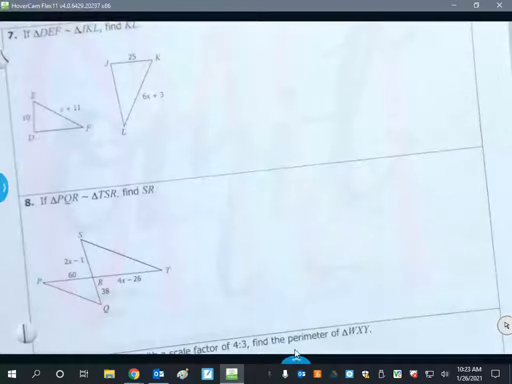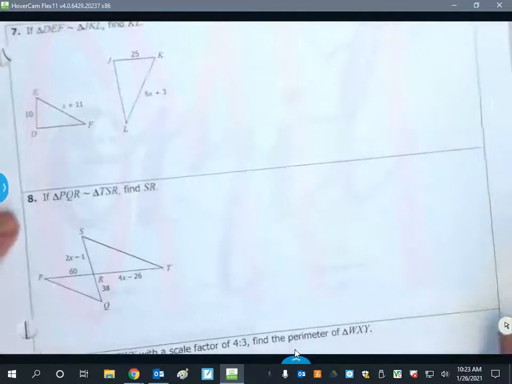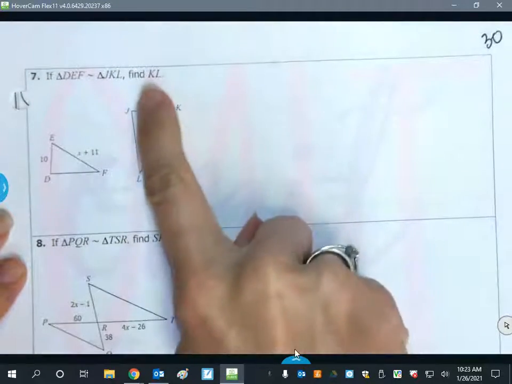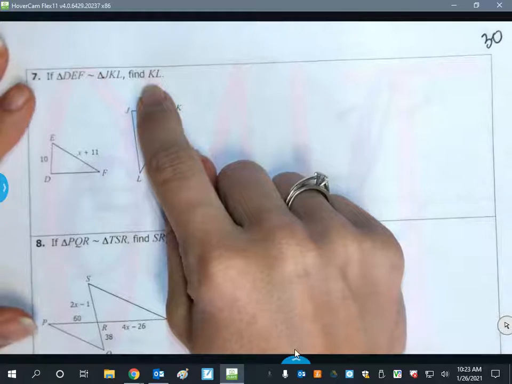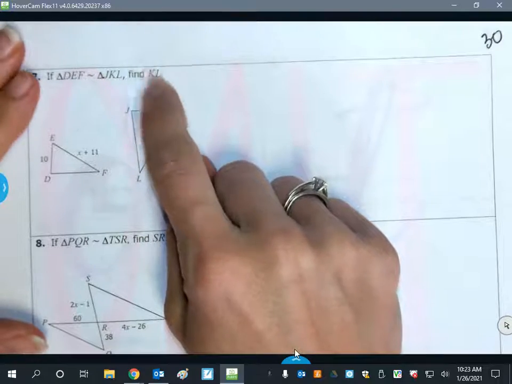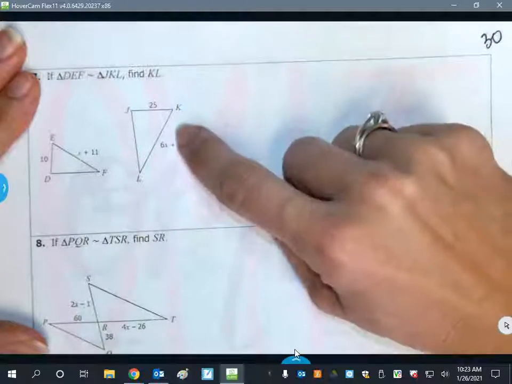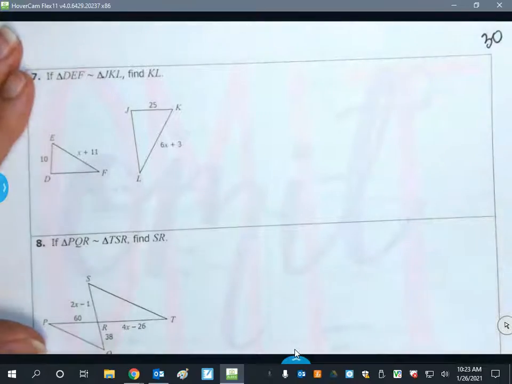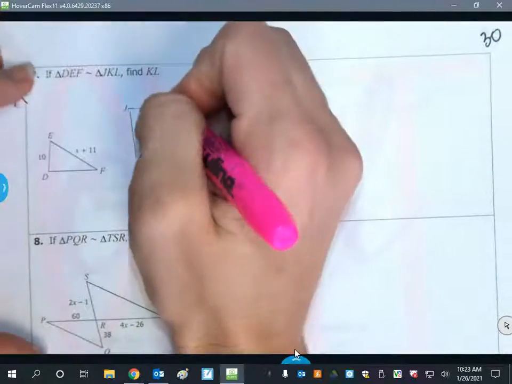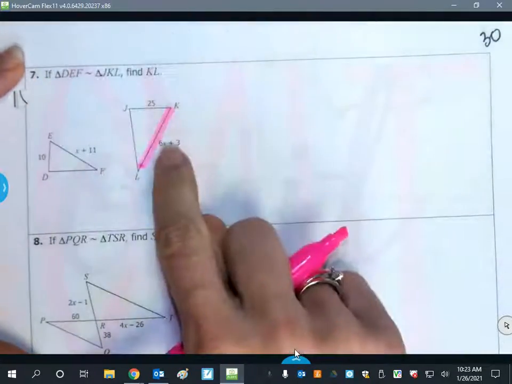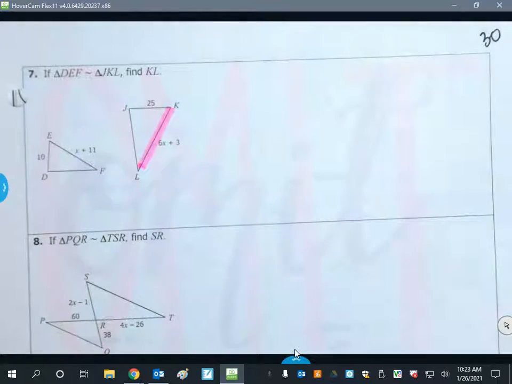All right, picking up with page 30, number 7. Again, now we're finding KL. Now, notice here that we're not asked to find x. We're asked to find KL, which is right here, this 6x plus 0.3 line. That means that we have to go through and find x first and then plug it back in. So go ahead, set up your ratio, and solve this problem for x.